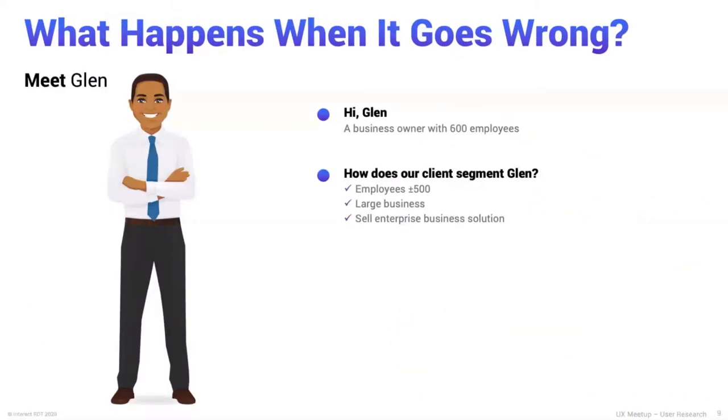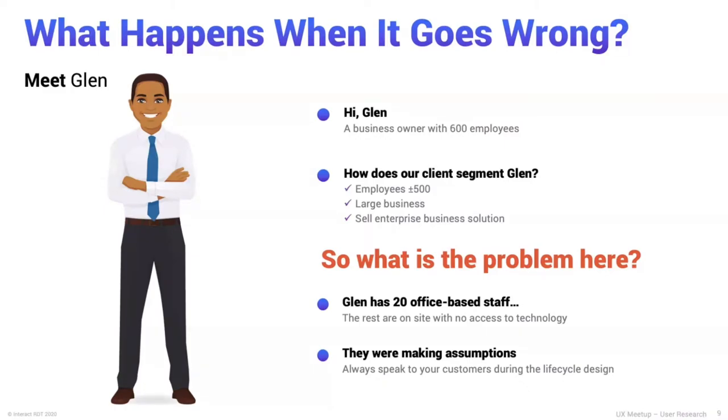What happens when it goes wrong? This is just an illustration, a real illustration from one of our clients, of the way that they were segmenting their customers. It's a fictitious name, Glenn. He's a business owner with 600 employees, and this is how they segmented their clients. They put him into the 500 plus employees, a large business segment, and their goal was to sell him enterprise business solutions. The problem with this is that Glenn had 20 office staff based at the office, and the rest were all on site with no access to technology. So they were making assumptions on turnover, on size, on all of these things, and that's how they're segmenting and selling to their customers. But that is not who these companies are, and that's not what they're about.